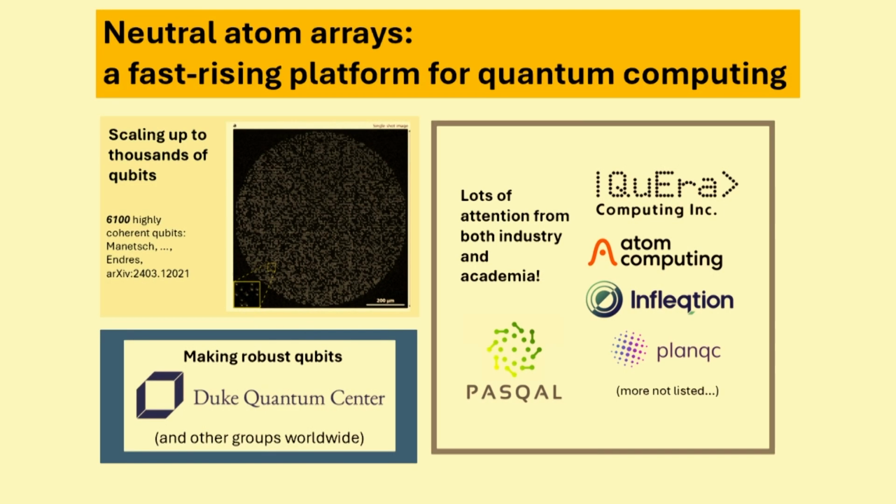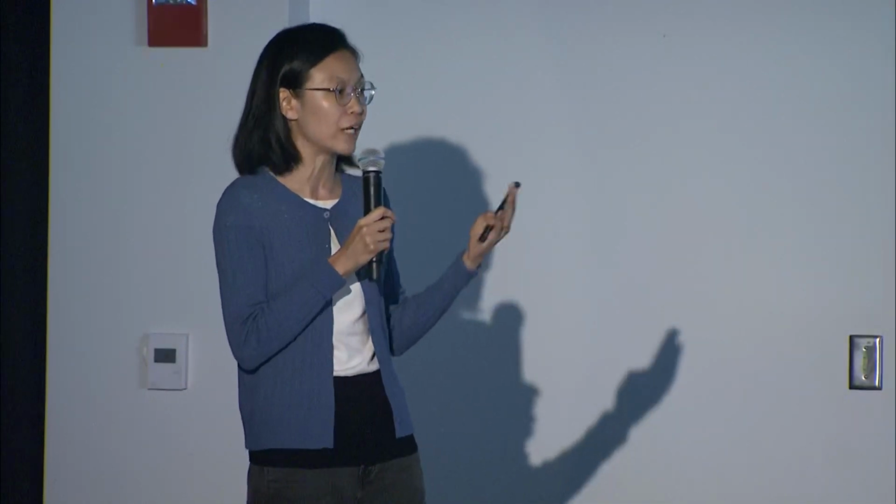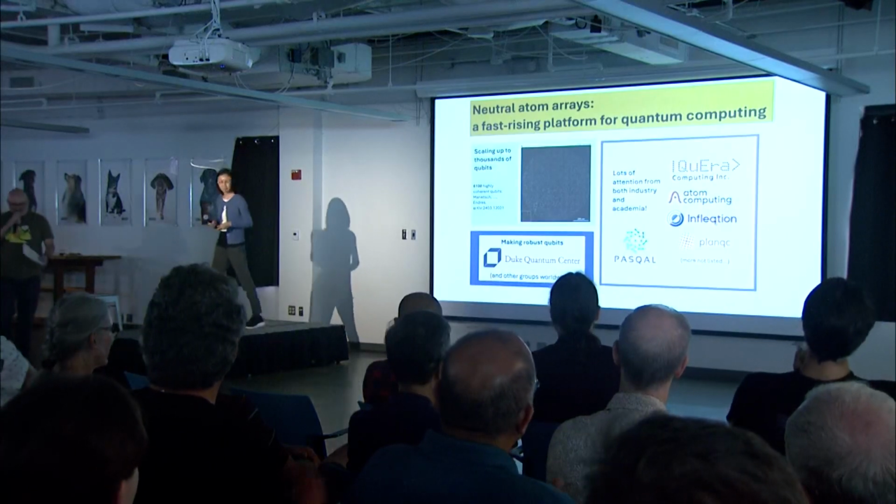OK, so if there's only one message you could remember from this talk, it would be that neutral atom arrays are really a very fast-rising platform for quantum computing and simulation. The outlook is very bright. We have now demonstrated as a community up to 6,100 highly coherent qubits. There's also a big push towards making highly robust qubits, including here in North Carolina at the Duke Quantum Center. And there's really a lot of attention now from both academia and industry. That's all.